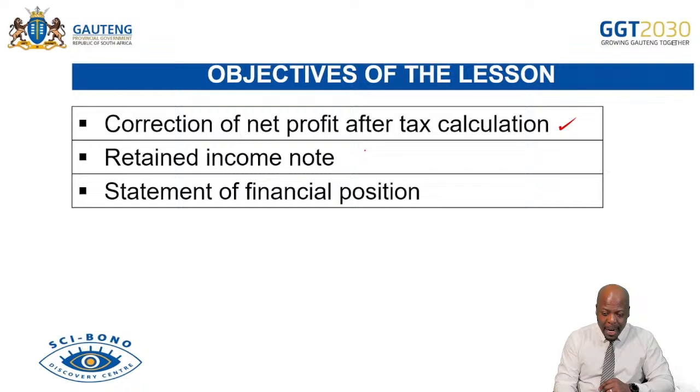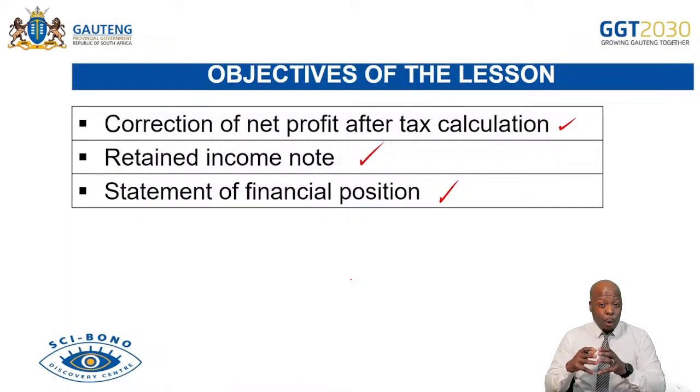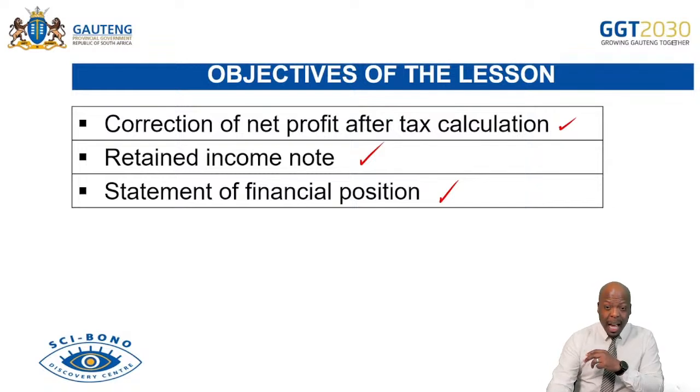Secondly, I'm going to look at a retained income note, and then finally we'll look at the statement of financial position. We are hoping that next week at the same time we're going to start the cash flow statement. That is of great importance. Remember, so far we've covered the statement of comprehensive income, number one. Number two, we've covered the statement of financial position, which we're going to conclude today. And then next week, same time, same place, we're going to be doing the cash flow statement. All right, so these are my objectives for today.